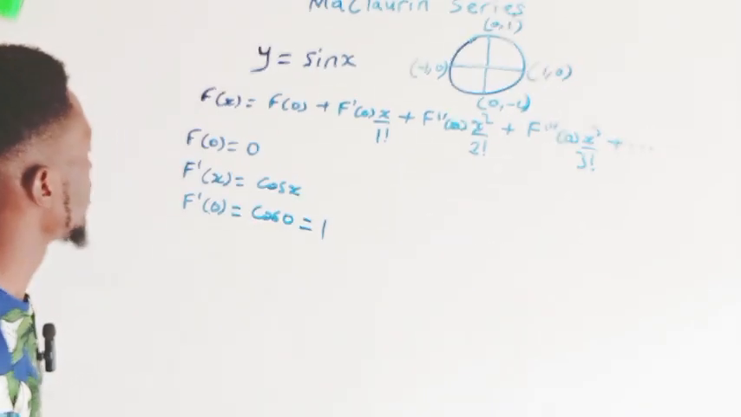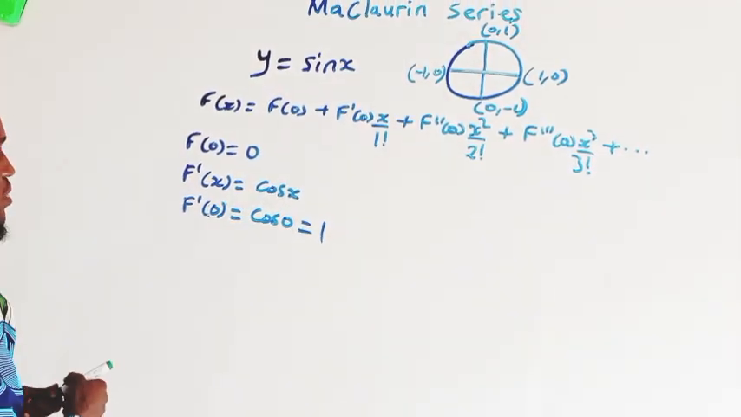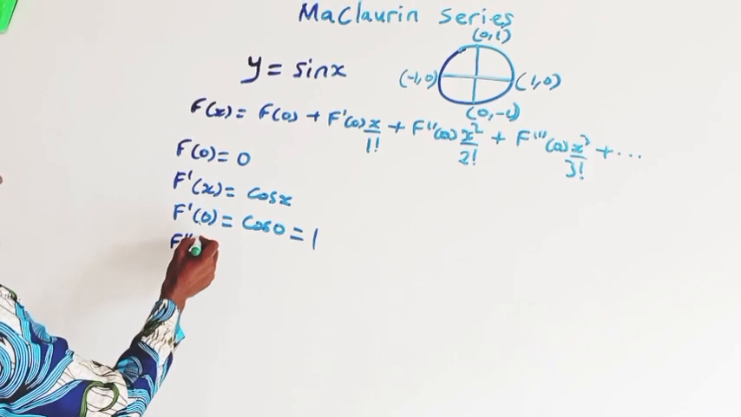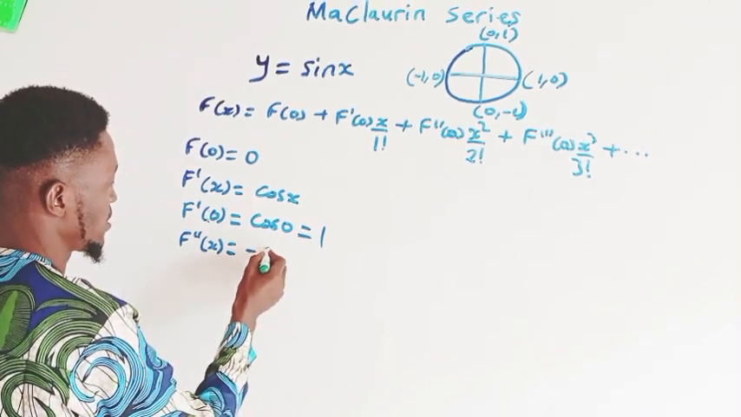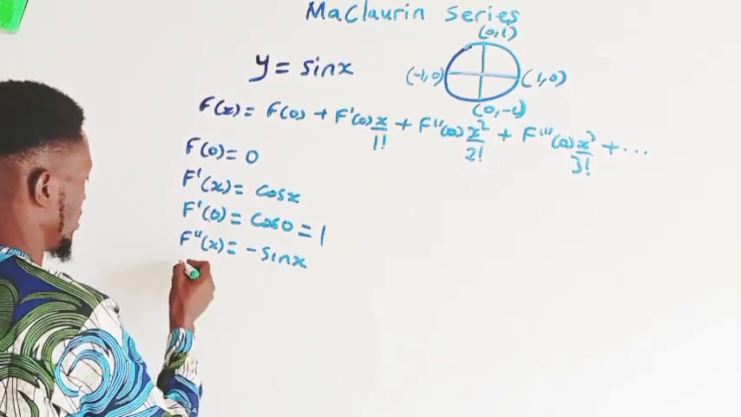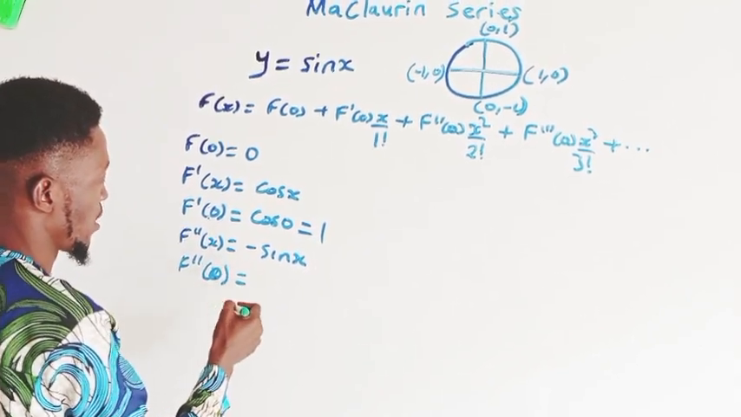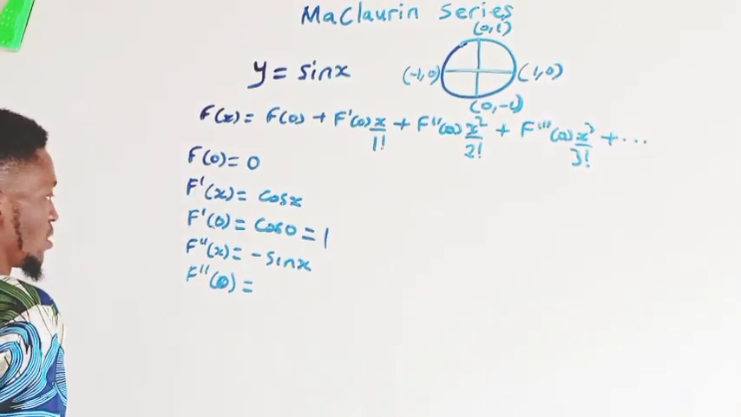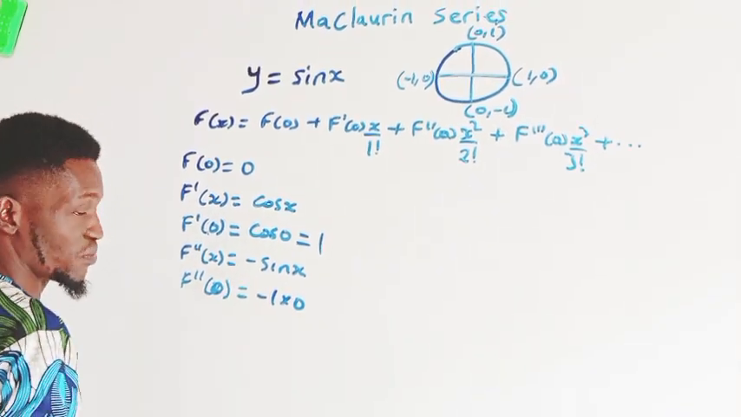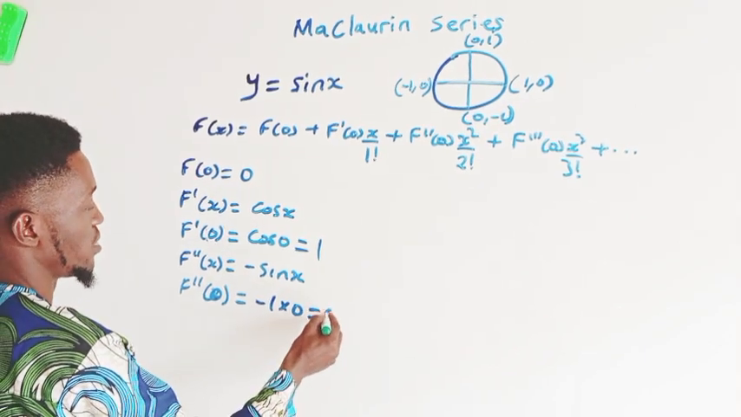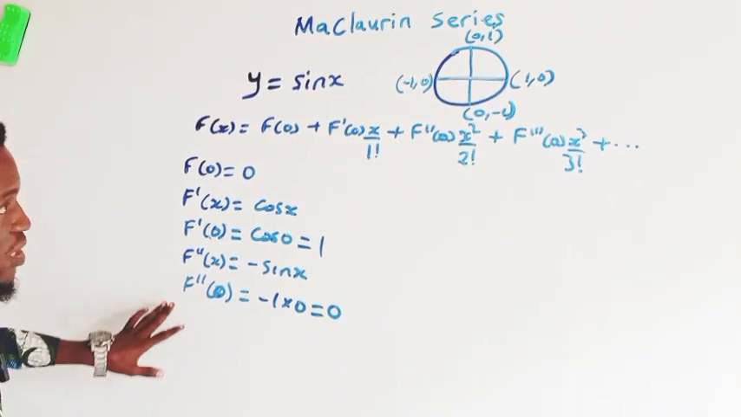Our second derivative of this function is minus sine. If you substitute 0 in minus sine, you're essentially going to have 0. This minus simply means minus 1, so minus 1 times 0 is 0. So this is 0. Let's go to another one.